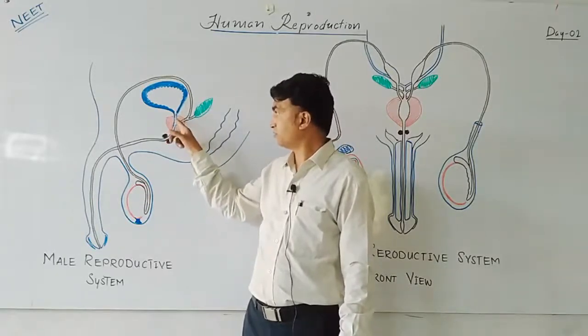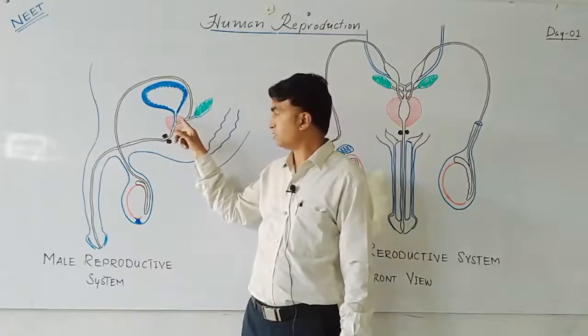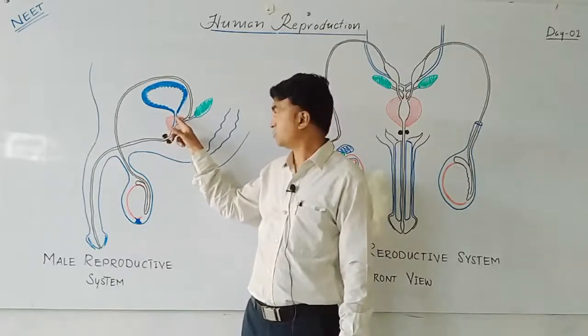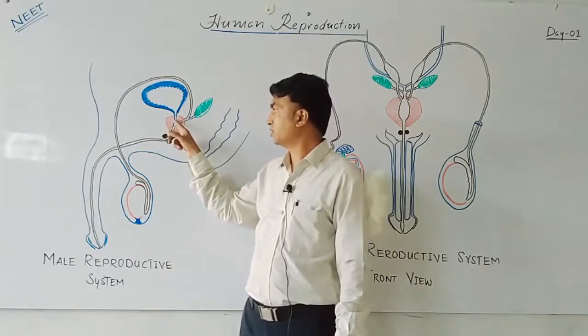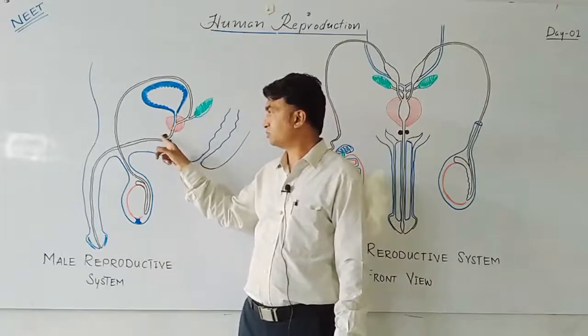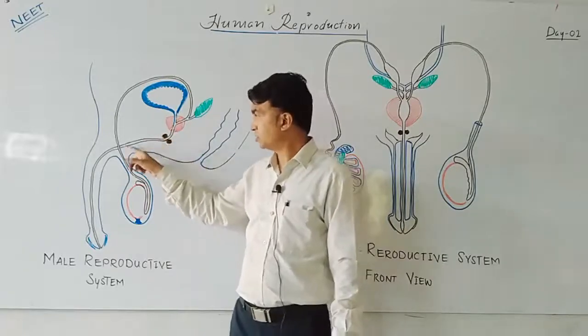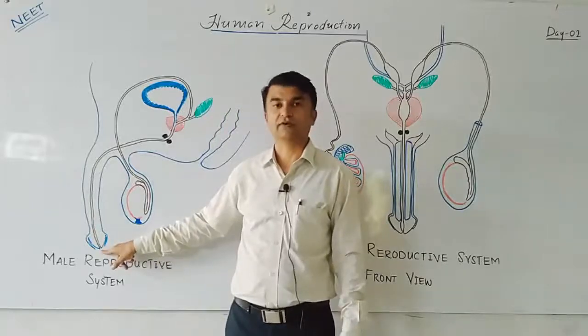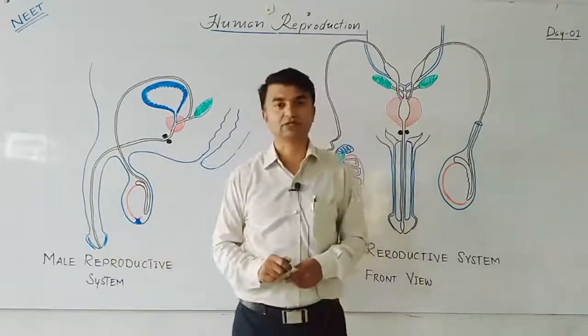This is the duct from the ureter, this is the common duct. So collectively, from this point onwards it is called the common urinogenital duct. This is the urethra passing through the prostate gland, and just beside this, the bulbourethral glands are there. This urethra passes through the penis and opens outside at the orifice. So this is the male reproductive system.